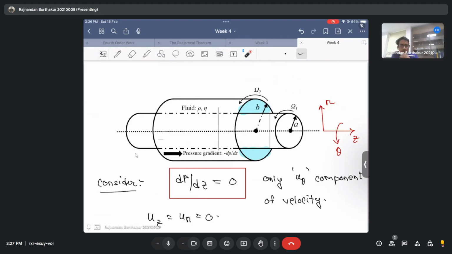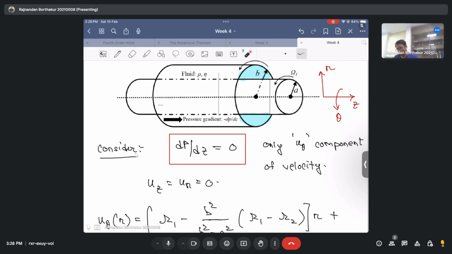So in the completed problem that we saw, we had the rotations of the cylinder as well as this applied pressure gradient. But now for the special case, we will switch off the pressure gradient and just analyze the dynamics in the theta direction. So we'll say that the applied pressure gradient is 0, meaning that the fluid will no longer have a velocity in the axial direction of the flow.